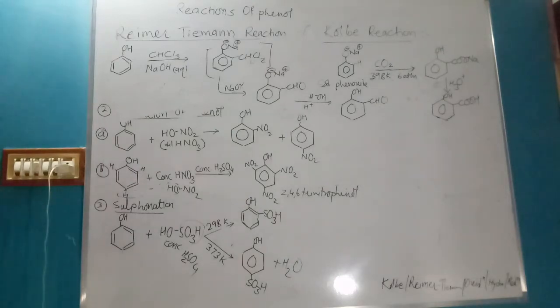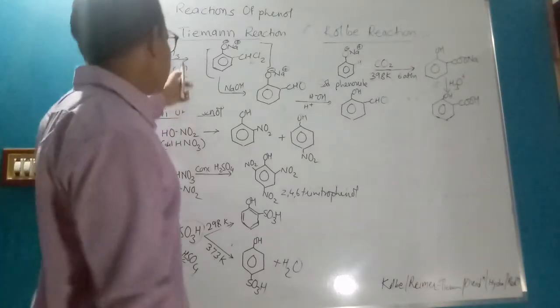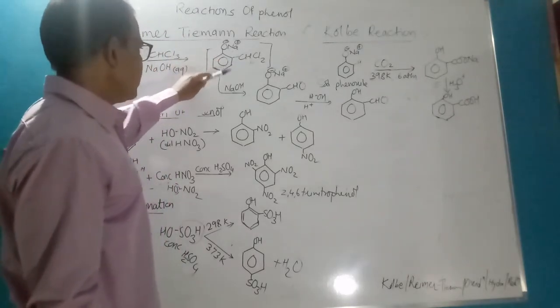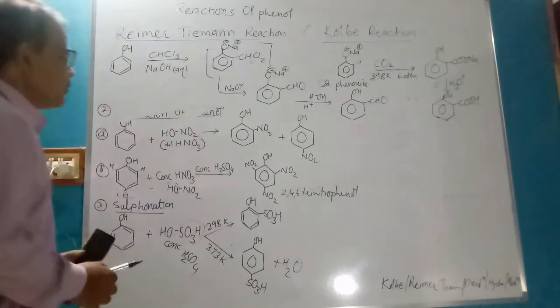So this is the Reimer-Tiemann reaction. It is actually a two-step reaction. In the first step, that intermediate is formed. That intermediate further reacts with NaOH.